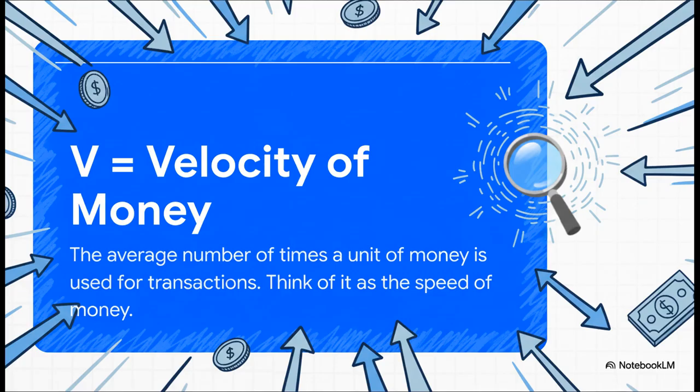Next, we have V for velocity. Now this is a really cool idea. It's not just about how much money there is, but how fast that money is moving. Velocity is the number of times a single rupee bill, on average, gets used in a year. Is that rupee just sitting under a mattress, or is it flying from a shopkeeper to a supplier to an employee and so on? A high velocity means money is really zipping through the economy.